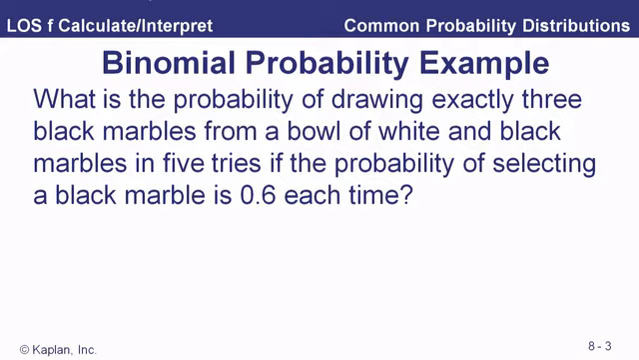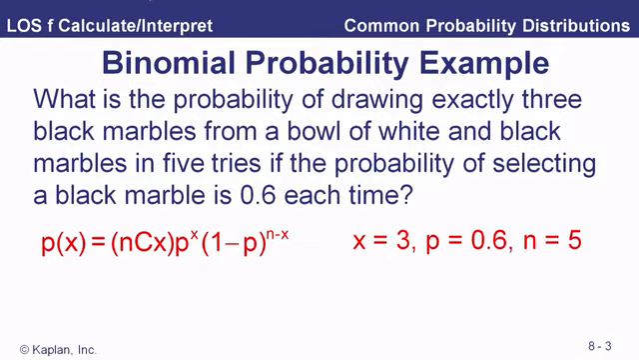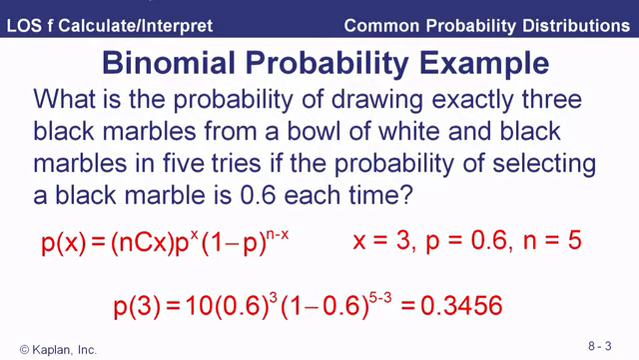Well, let's take a look at that formula again to refresh your memory. We've got our n choose x term here, and we've also got probability of success to the number of successes, probability of failure to the power the number of failures in 5 tries. And so we've got x equals 3 here, n equals 5, and our probability of success is 60%. So given that, we put that into the formula, and the number of ways to get 3 blacks in 5 tries is 10.